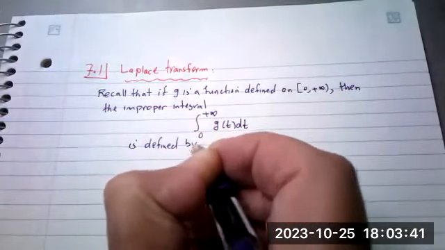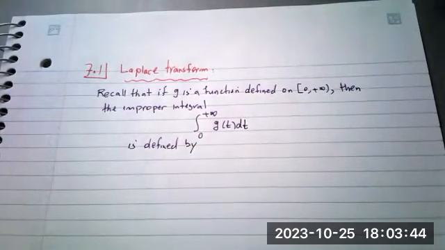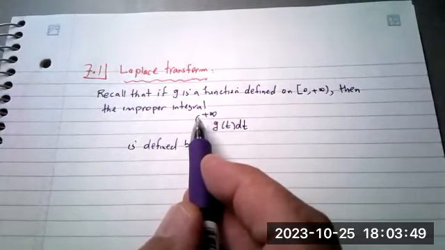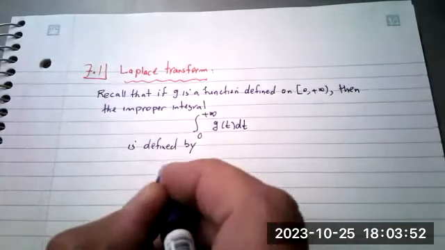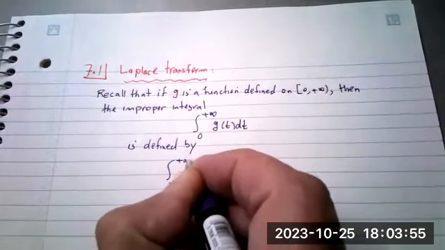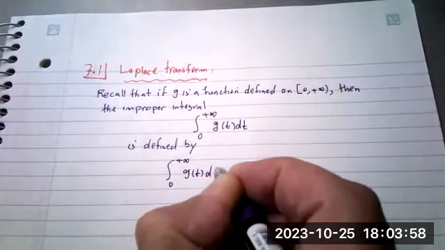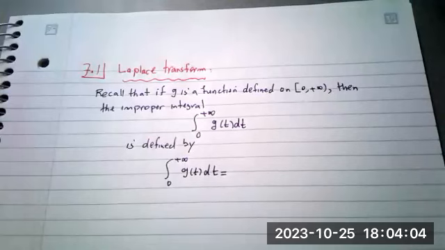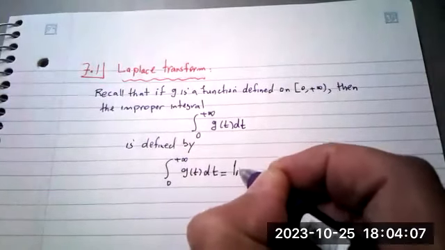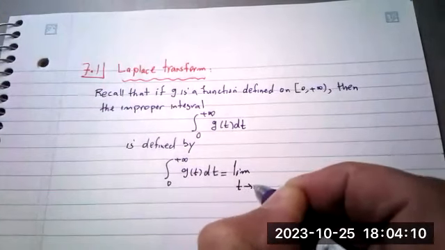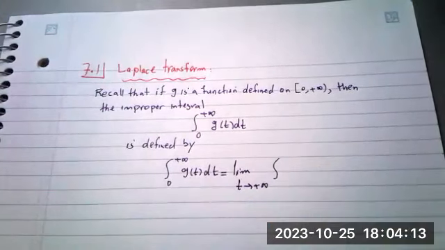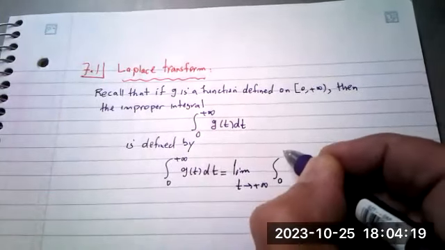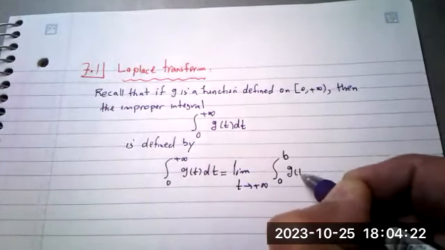You know that it's improper because of infinity. You can define the integral on a closed interval, and this is not. We replace the infinity by something like b, c, d, and then we take the limit. It's going to be the limit as b goes to positive infinity of the integral from 0 to b of g of t dt.